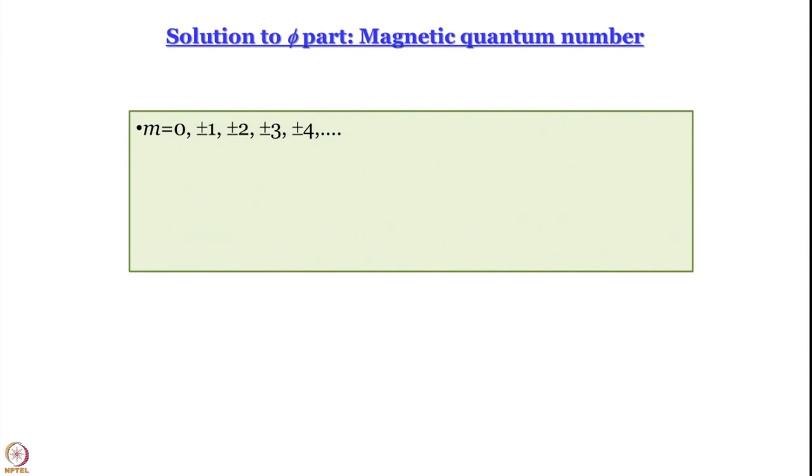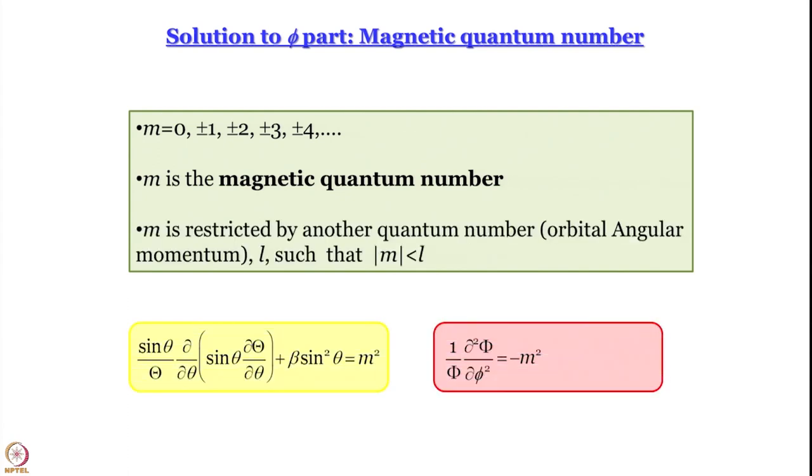So, the solution of the phi part gives the magnetic quantum number. As we learned from the rigid rotor, m can take up values of 0, plus minus 1, plus minus 2, plus minus 3, plus minus 4 and so on and so forth. We call it the magnetic quantum number.